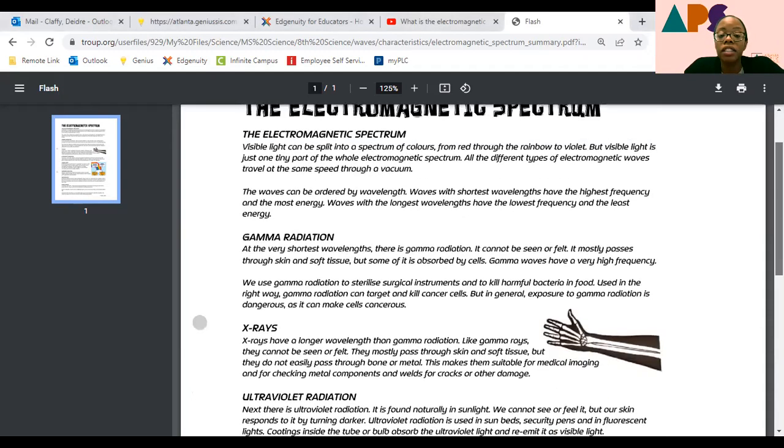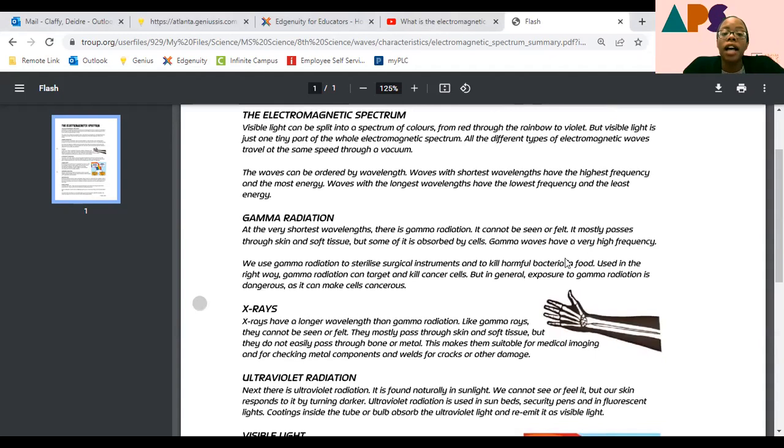Okay, so first up, we have what's called gamma radiation. At the very shortest wavelengths, there is gamma radiation. It cannot be seen or felt. It mostly passes through the skin and soft tissue, but some of it is absorbed by cells. Gamma waves have a very high frequency. We use gamma radiation to sterilize surgical instruments and to kill harmful bacteria in food. Used in the right way, gamma radiation can target and kill cancer cells. But in general, exposure to gamma radiation is dangerous as it can make cells cancerous.